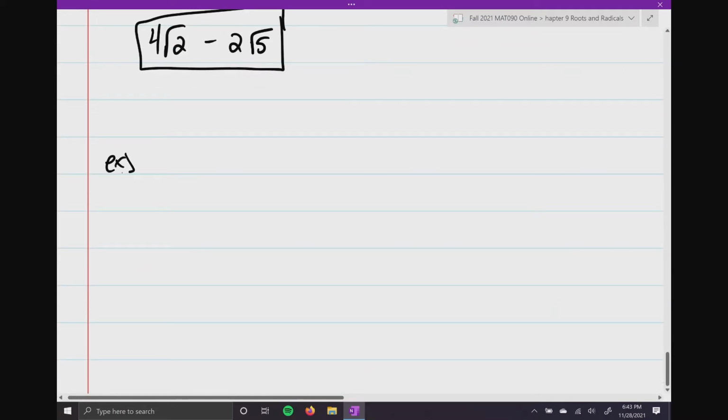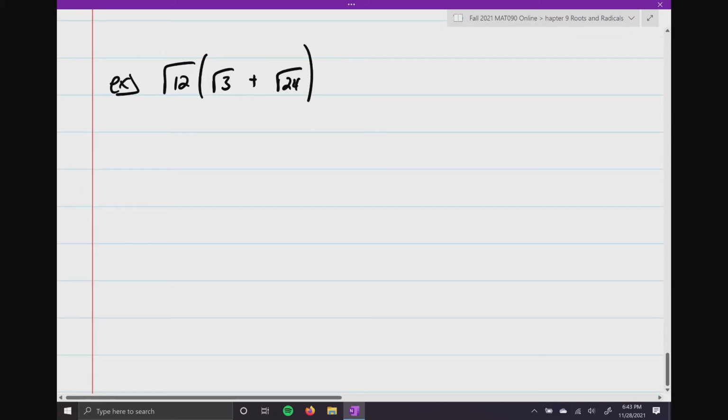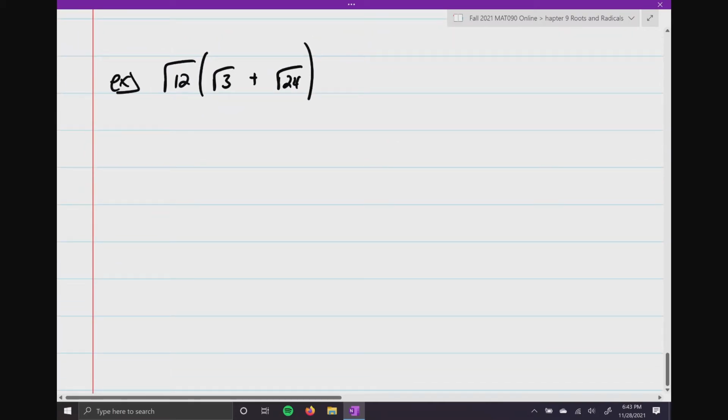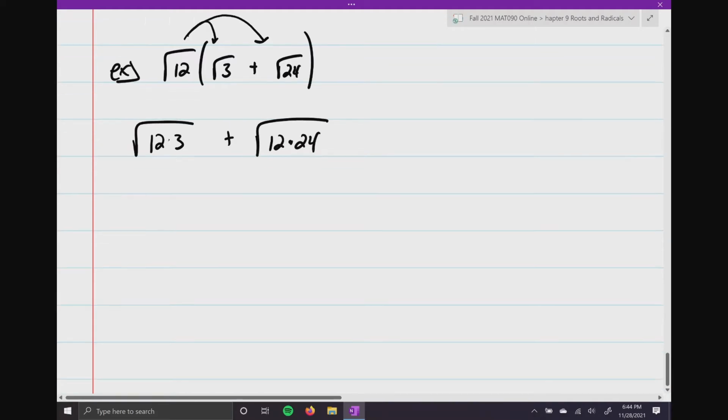So here's another one, just like what we just did. Square root of 12 times a quantity, square root of 3 plus the square root of 24. Okay? Well, remember, directions are simplify, which means remove parentheses. So I'm going to go ahead and just distribute. So all the radicals are the same. Therefore, I can do square root of 12 times 3 plus the square root of 12 times 24.